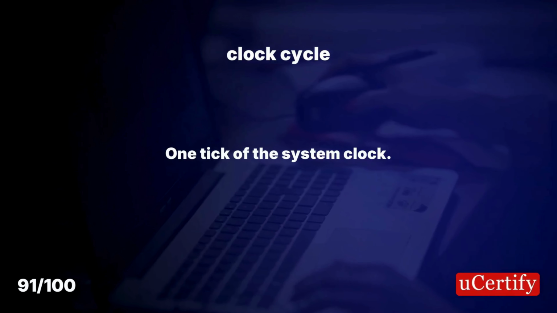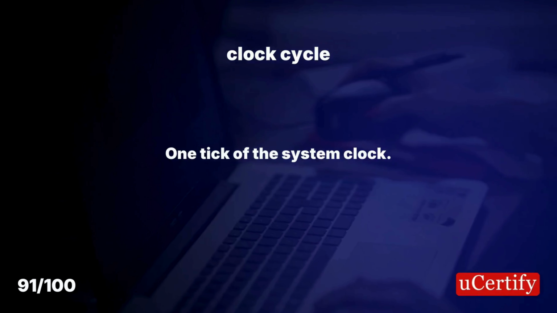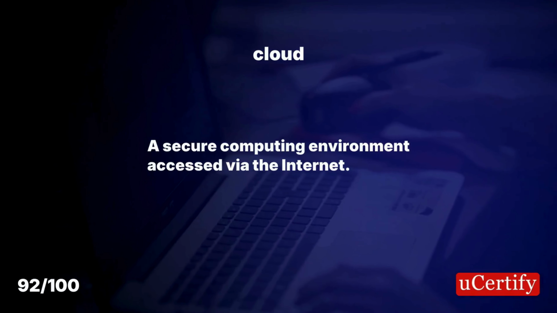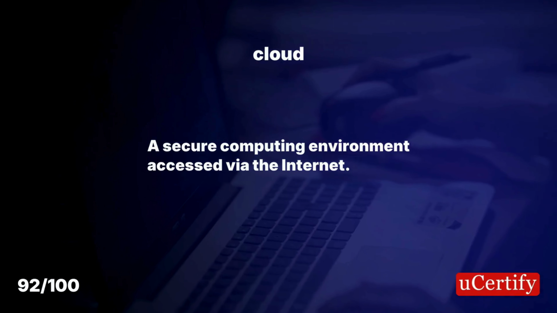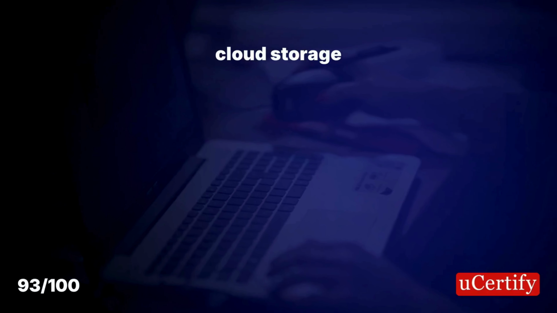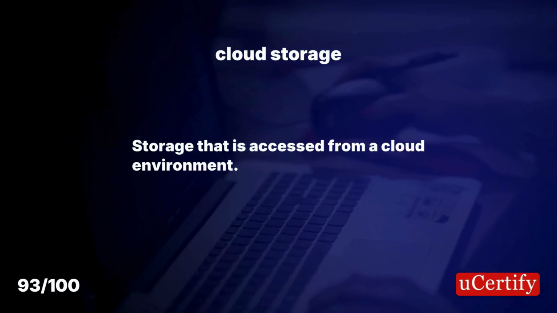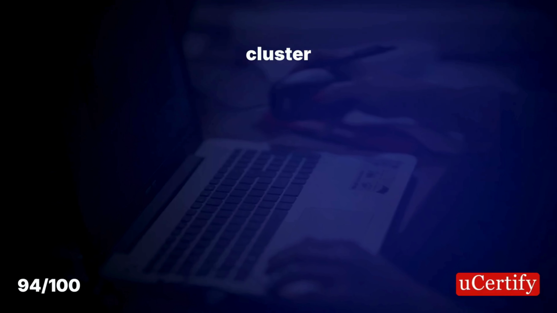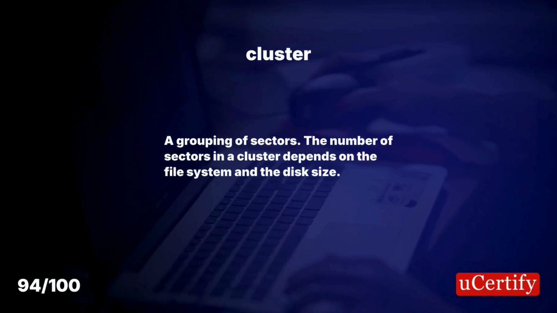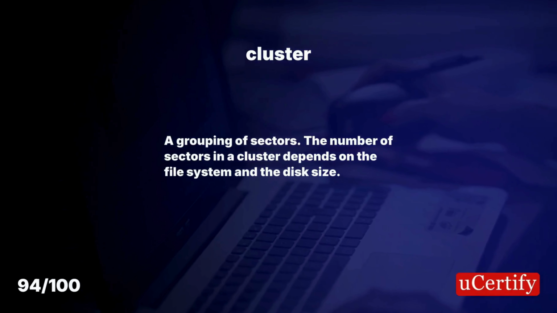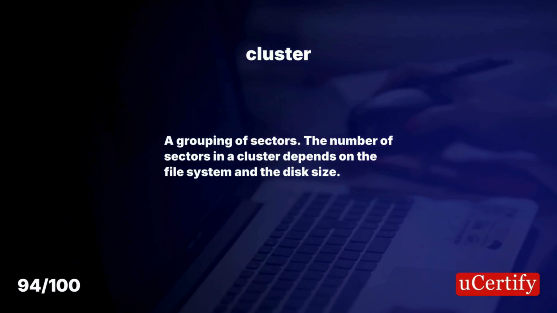Term: clock cycle. Definition: one tick of the system clock. Term: cloud. Definition: a secure computing environment accessed via the Internet. Term: cloud storage. Definition: storage that is accessed from a cloud environment. Term: cluster. Definition: a grouping of sectors. The number of sectors in a cluster depends on the file system and the disk size.